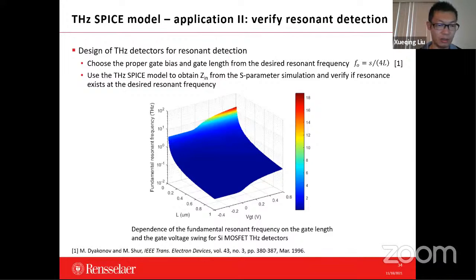This figure shows the calculated fundamental resonant frequency as functions of the gate length and the gate bias.